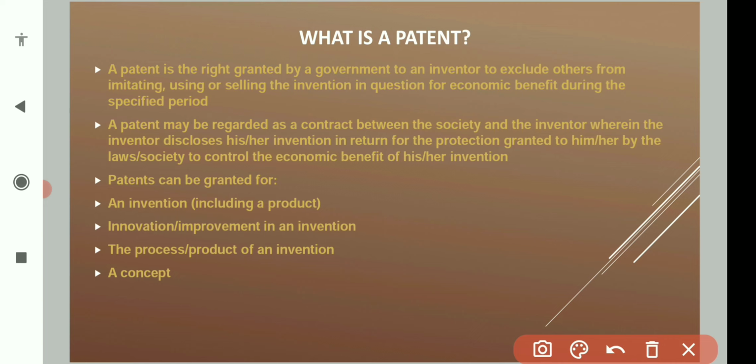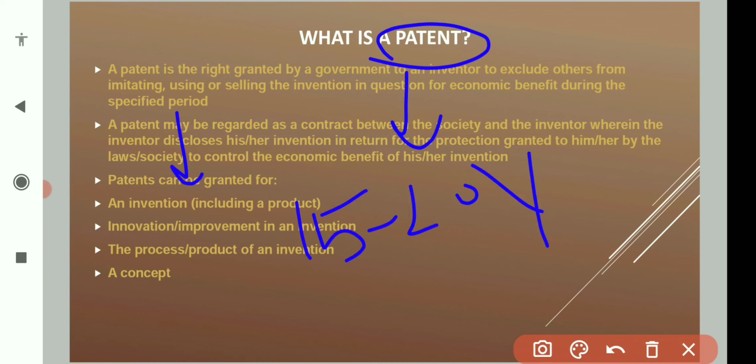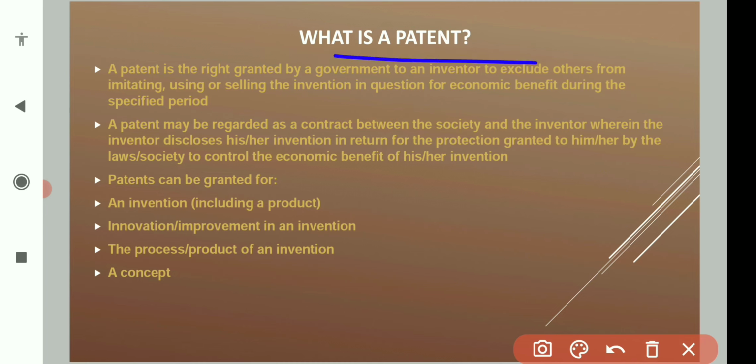So we can define a patent as the rights granted by the concerned government to the inventor to exclude others from imitating, using or selling the invention, basically for economic benefit during the specified period. The specified period means the rights are granted for 15 to 20 years. During all these years you will be the owner of that patent, of those rights.